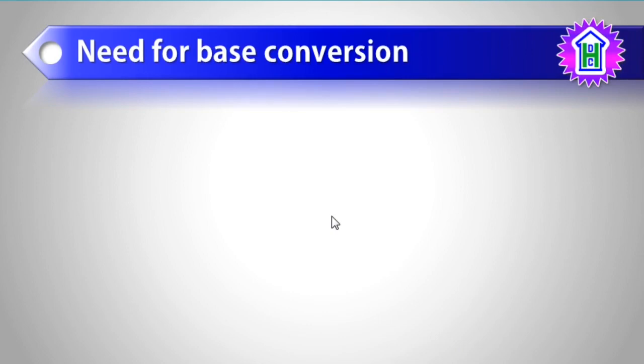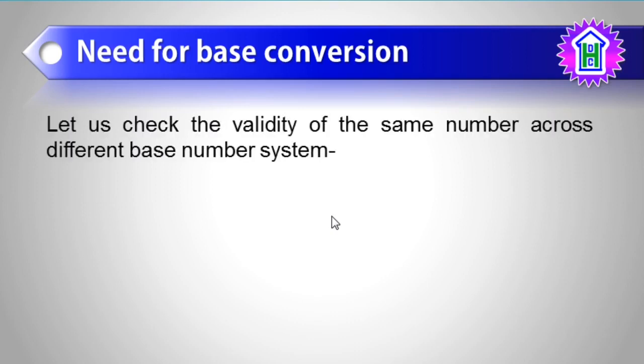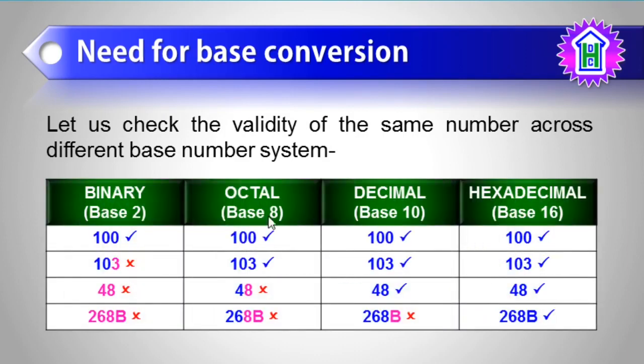So if we do so, we will be able to understand where is the need for base conversion, or converting a particular number from one base to another. Let us check the validity of the same number across different base number systems. Let us see the example in a sequence: binary, octal, decimal and hexadecimal.